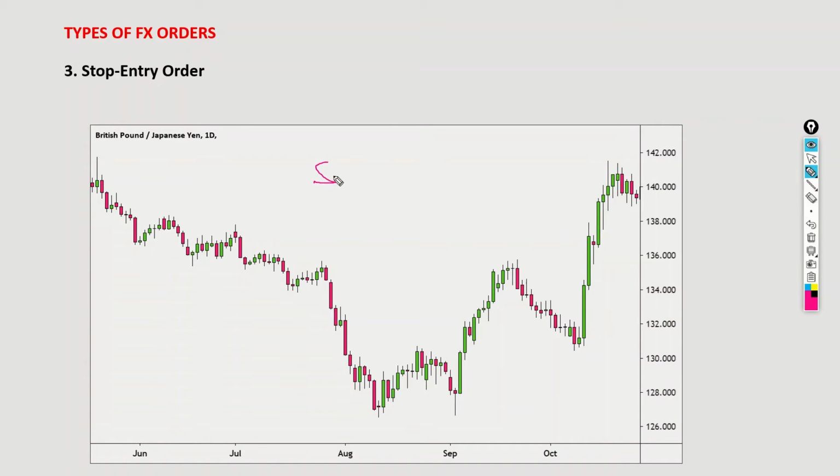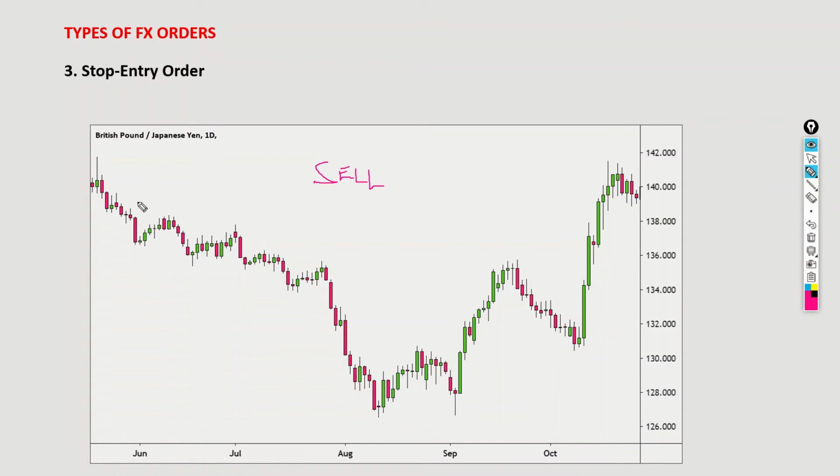So when you look at a sell stop order, this is a condition whereby the price falls and then it reaches a certain level and then it keeps falling down. That is when you use that type of order.